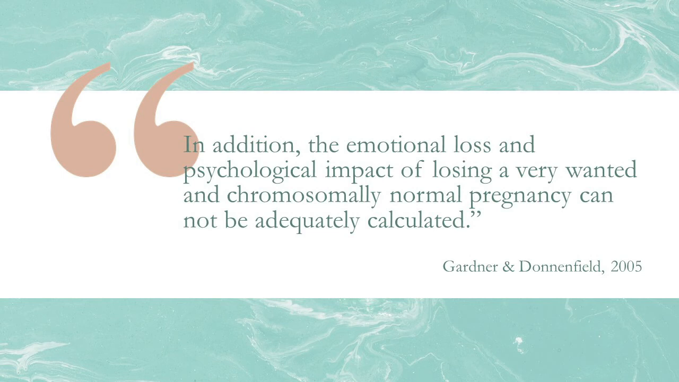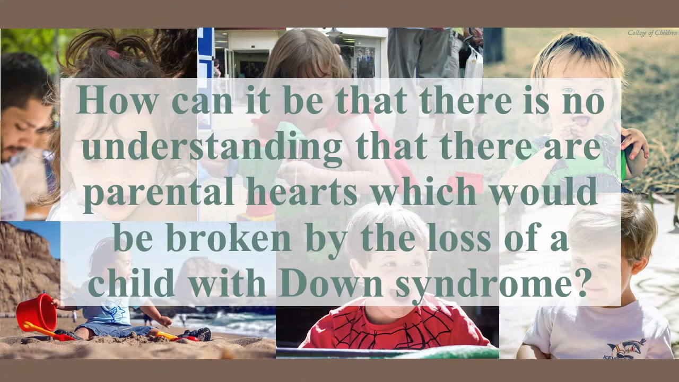He says, in addition, the emotional loss and psychological impact of losing a very wanted and chromosomally normal pregnancy cannot be adequately calculated. So how can it be that there is no understanding that there are parental hearts which would be broken by the loss of a child with Down syndrome, with a so-called abnormal chromosomal structure?